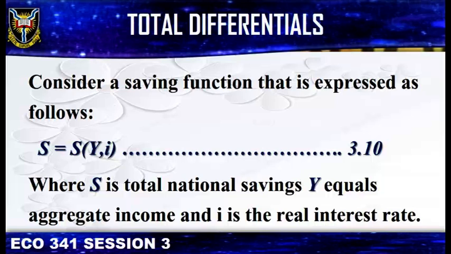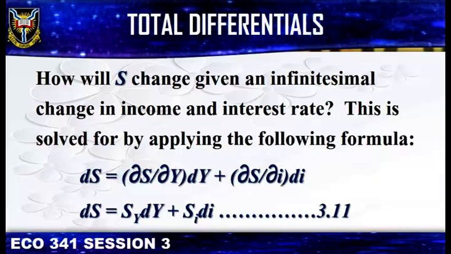S = S(Y, I), equation 3.10, where S is total national savings, Y equals aggregate income, and I is the real interest rate. How will S change given an infinitesimal change in income and interest rate? This is solved by applying the following formula.